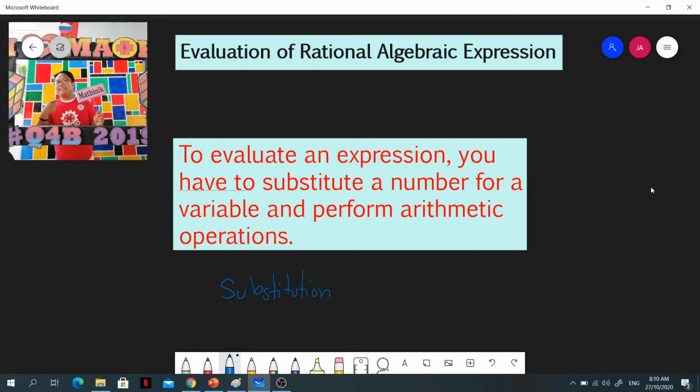Sa Tagalog, kailangan palitan mo. Ano ba yung papalitan? Okay? Papalitan mo ng number yung corresponding letter. Okay? So, para mas maunawaan natin ito, magbigay tayo ng mga examples.